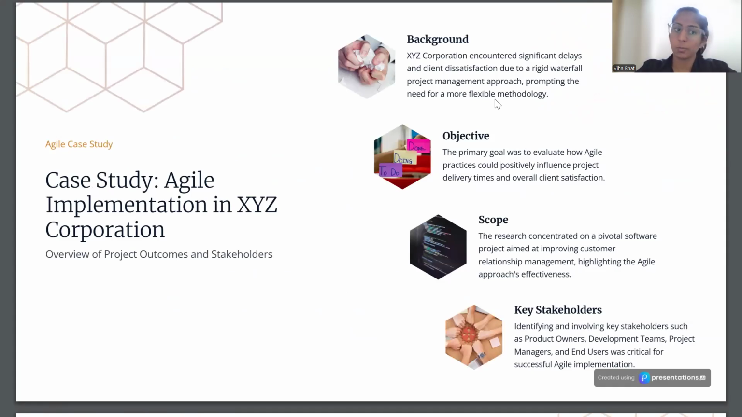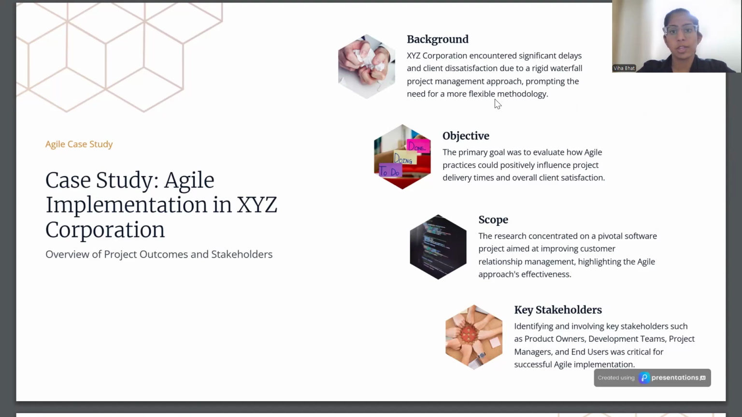I'm not going to name a company, but we'll take it as XYZ Corporation. We are going to see what the background was, what their objective was, how they came to the conclusion of using agile development, and who the key stakeholders were. The first is the background.